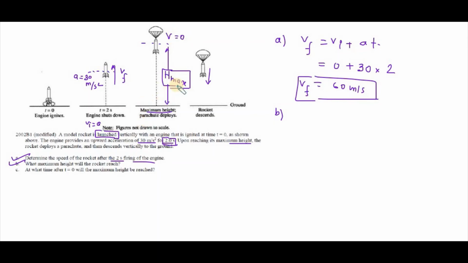So from here we can use that once the engine shuts down at t equal to 2 seconds, that means no accelerations are provided by the engine on the rocket anymore. There would be the accelerations in between, after 2 seconds to the maximum height. There would be only acceleration exerted, the same as the gravitational acceleration, along the downward direction.